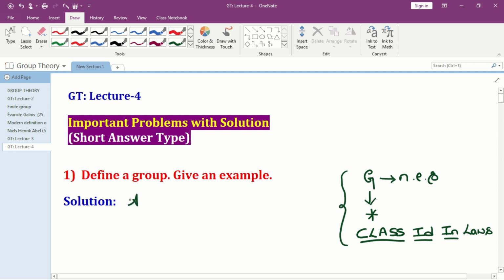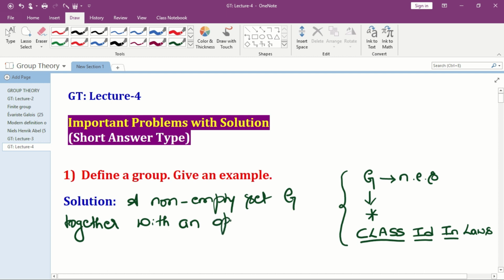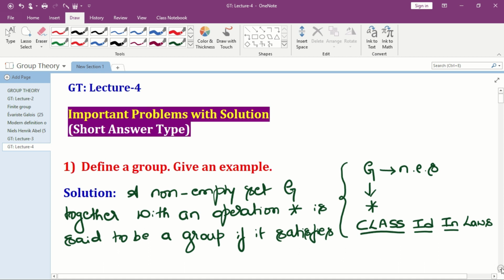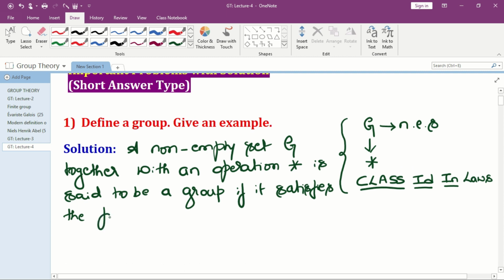We shall write: a non-empty set G together with an operation star is said to be a group if it satisfies the following laws. So what are the laws we should write? We shall write them one by one.